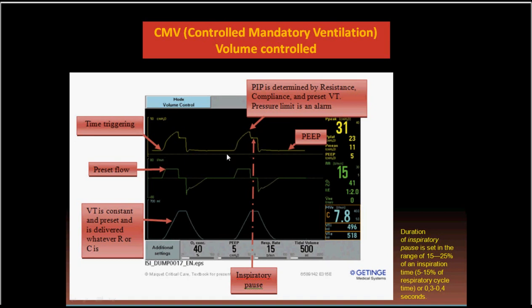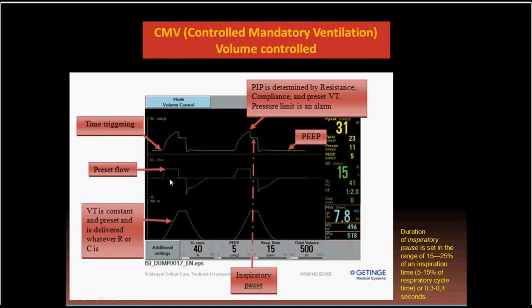There is no triggering here. This patient is paralyzed by a muscle relaxant or by some other pathology. This is the peak inspiratory pressure. This is the pressure resistance. This is the plateau pressure due to the inspiratory pause, and then this is expiration.